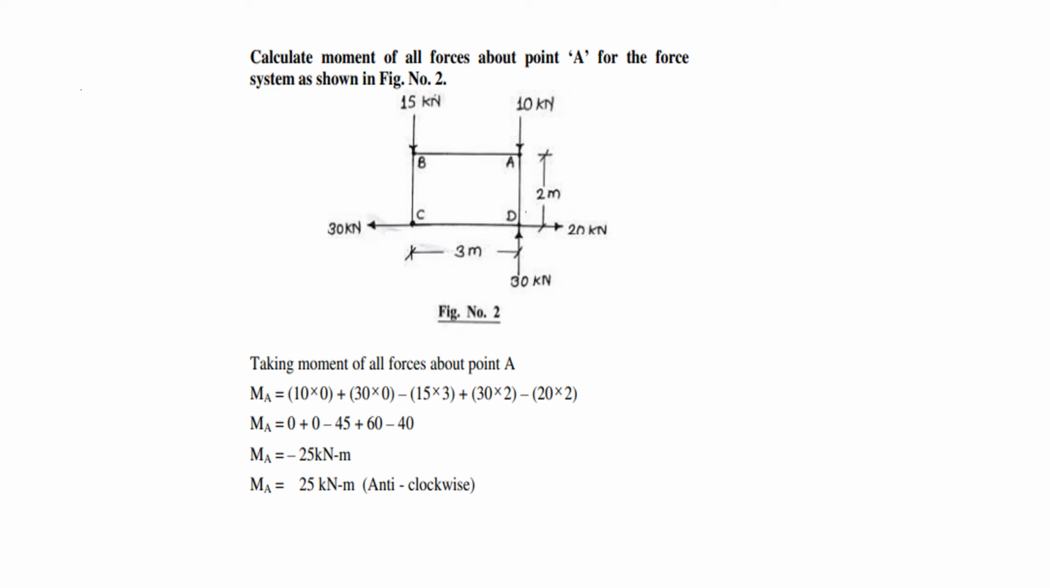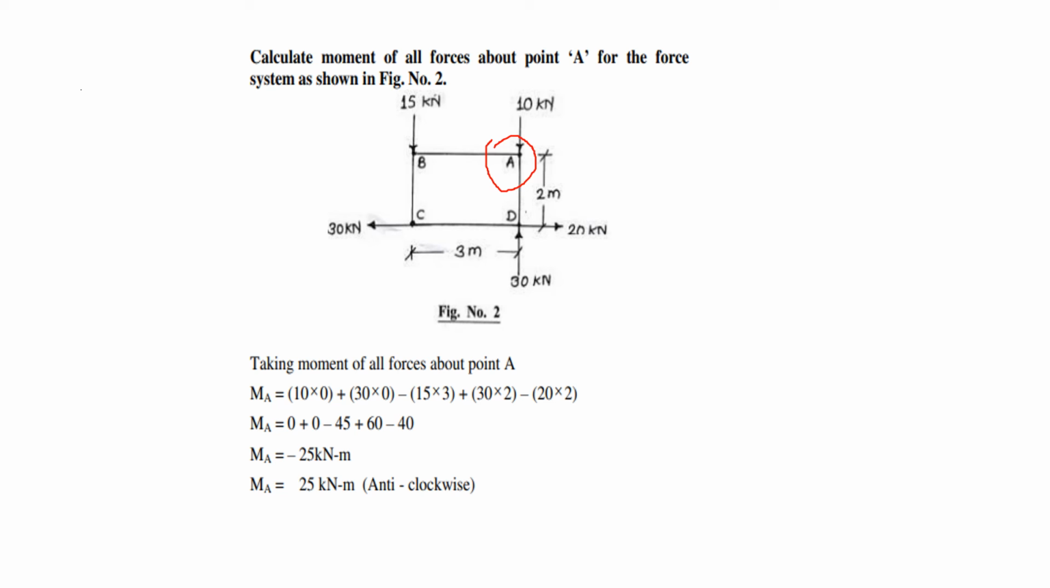Next example: calculate moment of all forces about point A for force system as shown in figure. This is the given figure and we have to find moment of all forces about this point A. So taking moment of all forces about point A, that is summation MA, or MA is equals to 10 into 0, because 10 lies at point A. There is no distance.